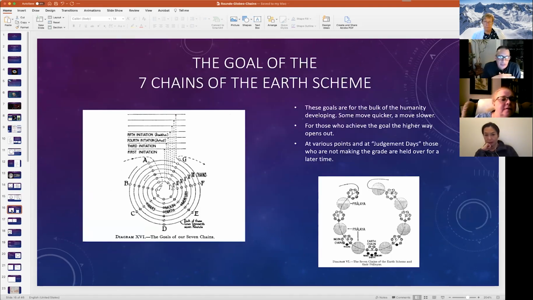The goal of the seven chains of the earth scheme, apparently in the first chain, was the highest initiation achievable by the humans. Some did exceed it and some didn't reach it. The goal set for the first chain was the first initiation. The goal set for the second chain was the third initiation. The goal for the third chain was the Arhat. And the goal for the fourth chain, the one we're on, is the fifth initiation.